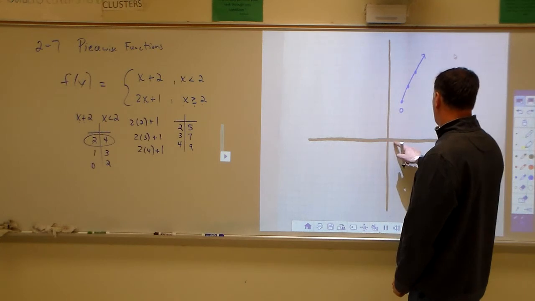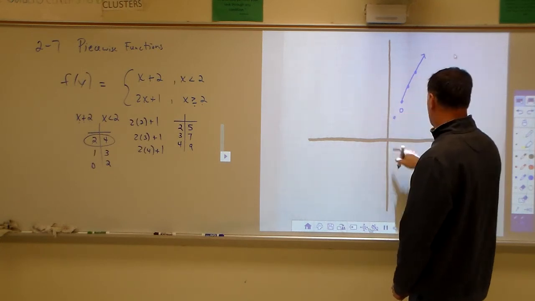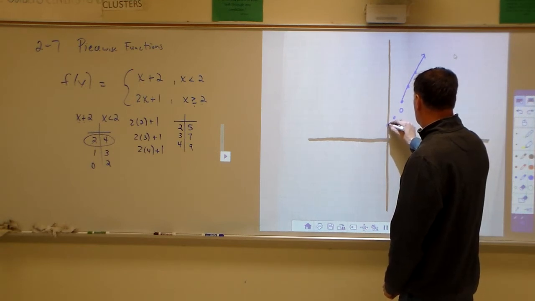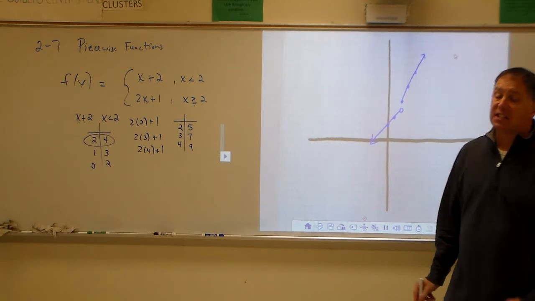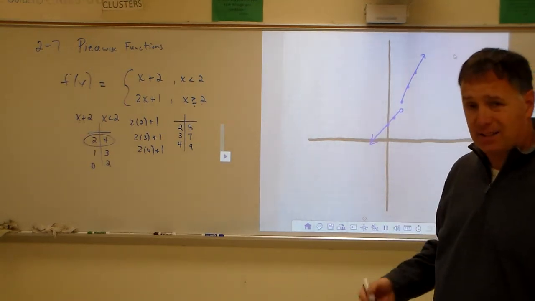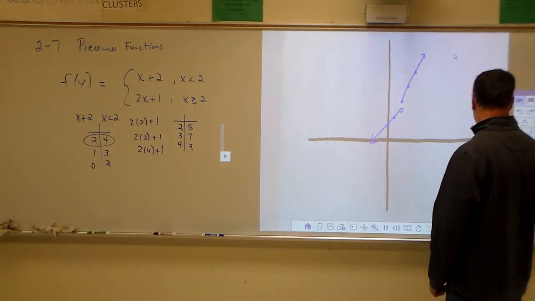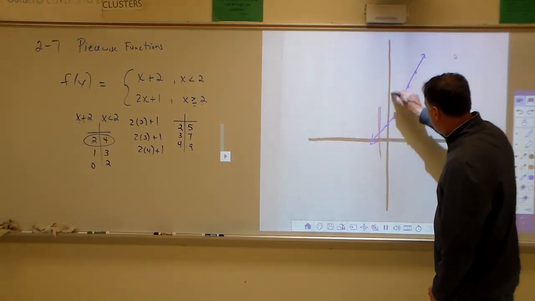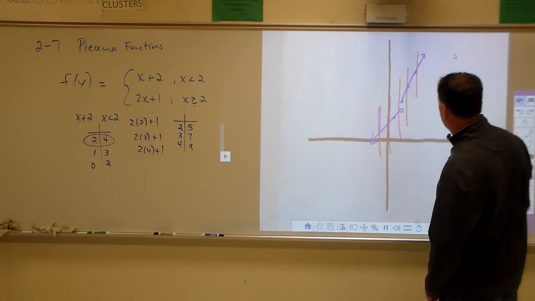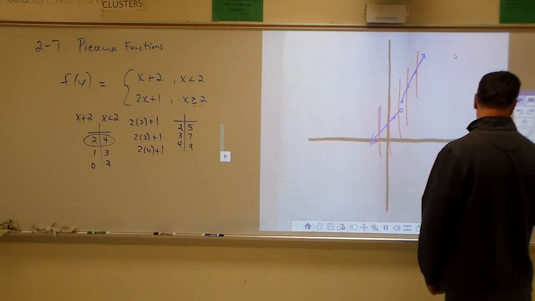1, 3, over 1, up 3. And then 0, 2, and then I put a line. So there is my piecewise function. Why is it still a function? Because it passes the vertical line test. I could be making vertical lines here, and anywhere I make a vertical line, it's only hitting my function in one spot. So that is how you graph a piecewise function.